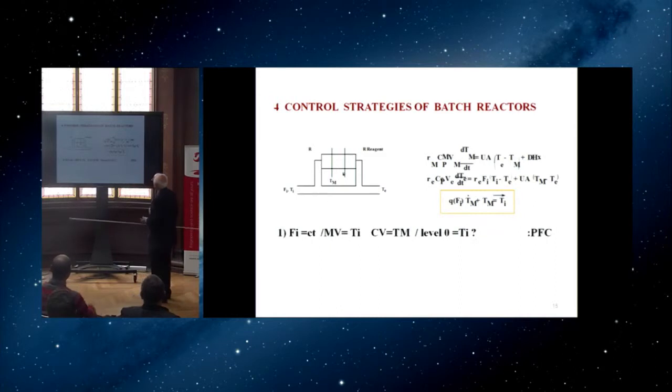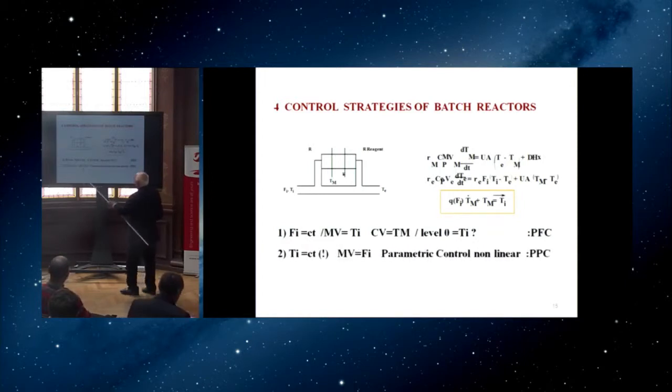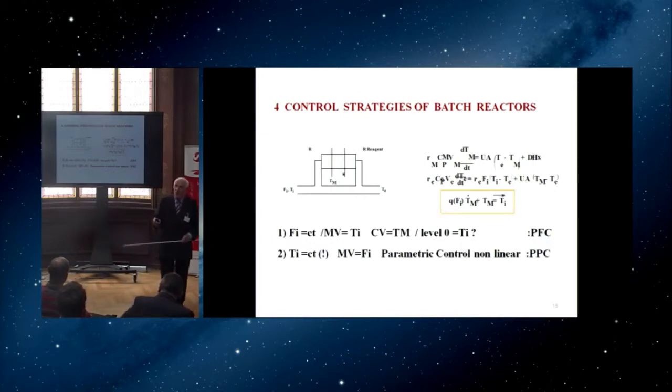Okay, so there are several ways to control the batch reactor. One is the flow is constant, and you change the temperature here. Okay, it's possible. Then the temperature is constant, but you act on the flow. Acting on the flow, you look at the flow coming inside as a parameter, not as a variable. So you control the system with the parameter of the system, not with the value of the system, not with the measurement of the system. Okay?